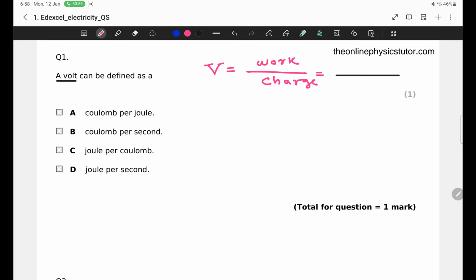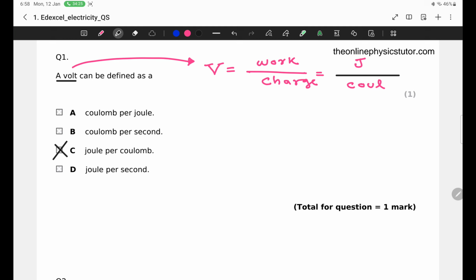What is the unit of work? Joule. You are right. And what is the unit of charge? Coulomb. Then what is the answer, because they are asking volt equals to what? It is joule per coulomb.